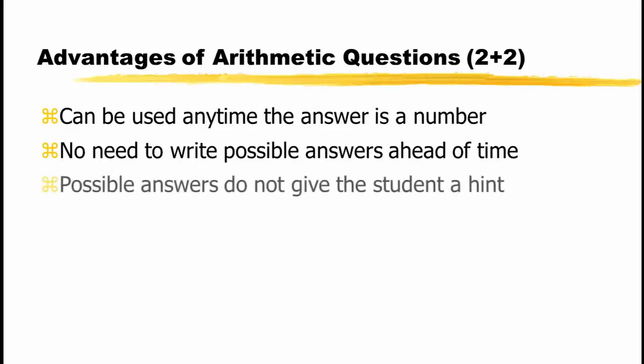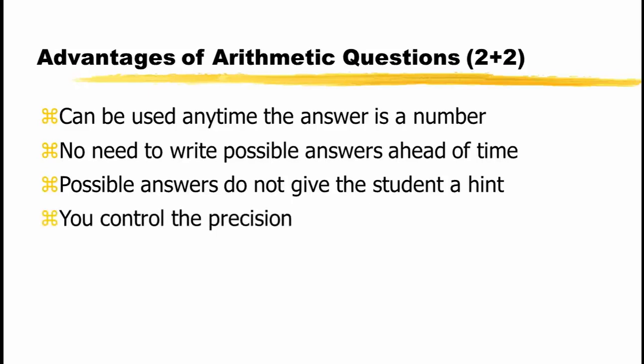Speaking of possible answers, the very fact that possible answers are shown with a multiple choice question gives the student a strong hint regarding the answer. In the state question, for example, the student can be fairly certain the answer is not 200. Since a 2 plus 2 question does not show any possible answers, it does not give the student a hint about the answer.